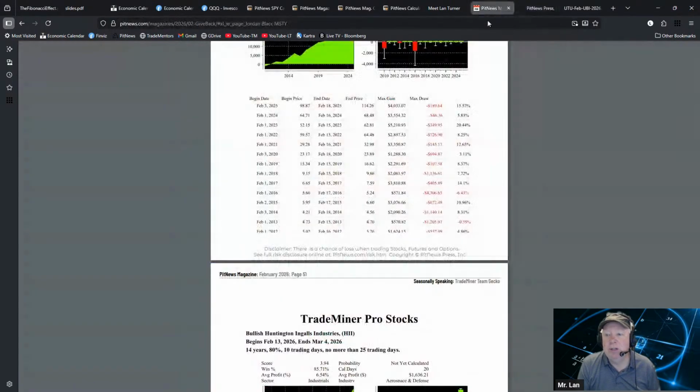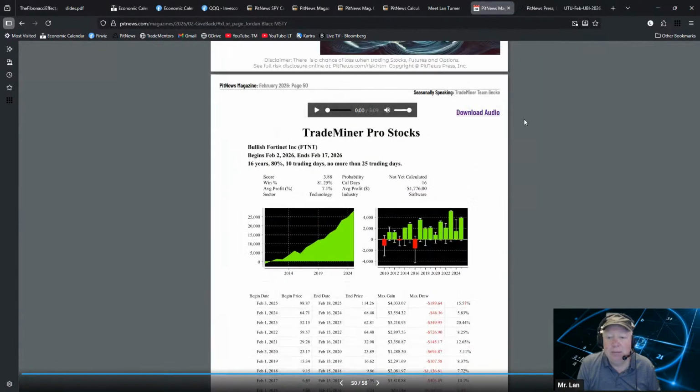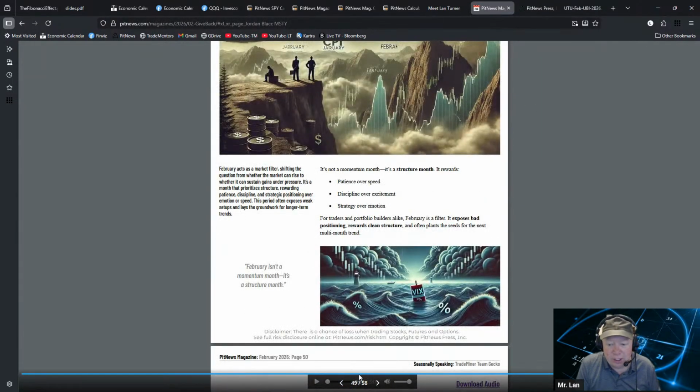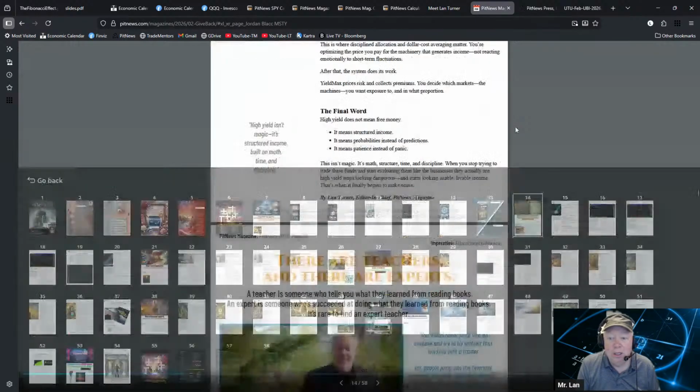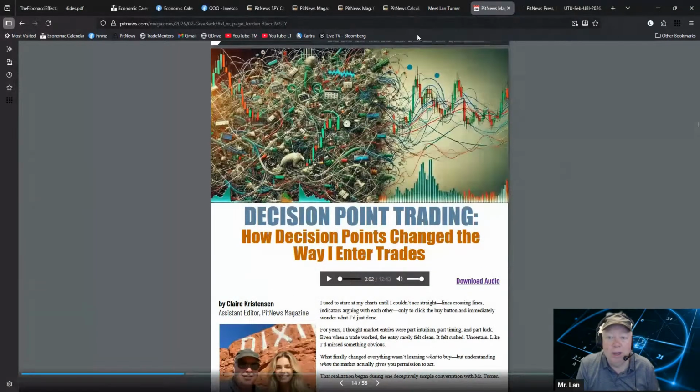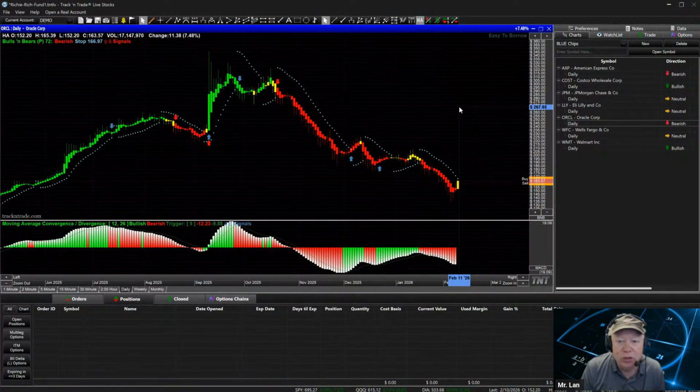All right, so that's Pitt News Magazine. That's the stuff that we're looking at in Pitt News Magazine, and the article I want you to look at is this one right here. That's Decision Point Trading. So we're going to go back over to our software, and we're going to apply Decision Point Trading to this market.